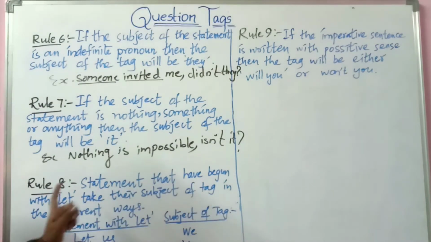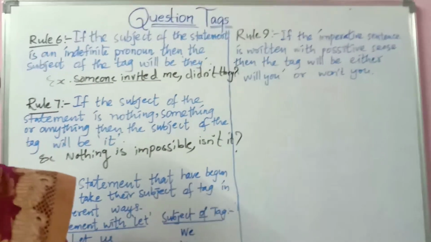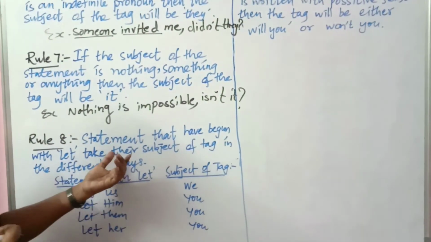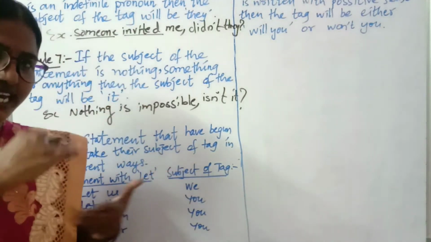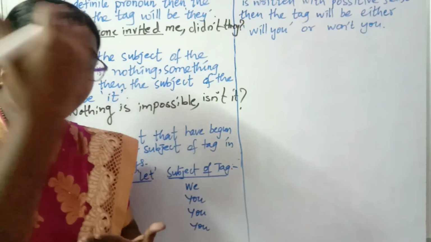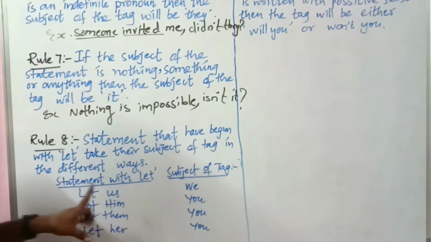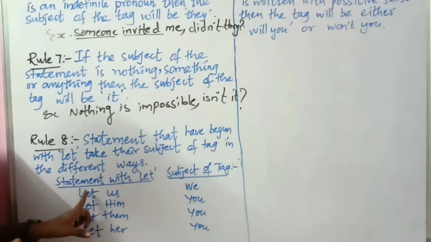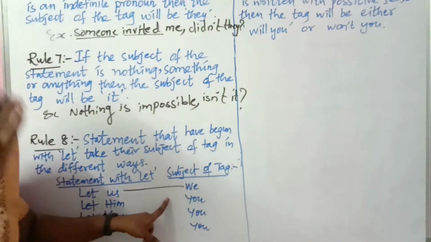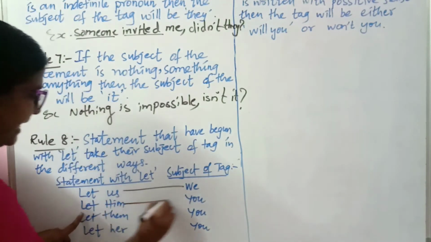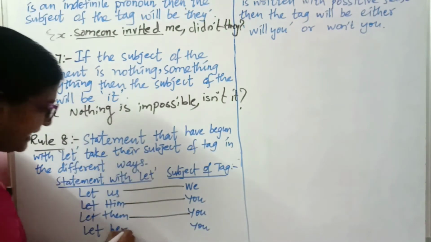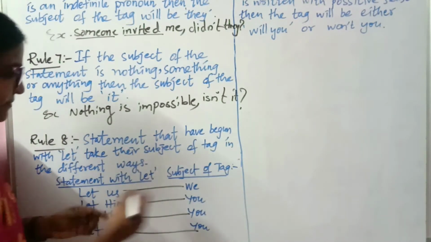Statements that begin with let. We have statements which begin with let. For statements which start with let us, the subject of the tag will be we. For let us, it will be we. For let him, you. For let them, you. For let her, you.